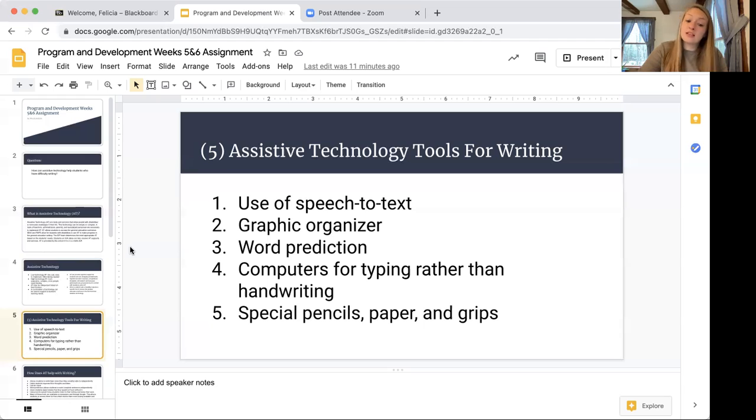And so computers allow students to type and access different tools on the computer that they really don't have when they're handwriting. Like you can copy and paste and use all different features that a computer allows that a piece of paper really doesn't. And some low-tech assistive technology that I thought is very beneficial is just specialized pencils, paper with raised lines or bigger margins, and pencil grips. So those are my 5 that I thought were super beneficial for students to help them be successful when writing.